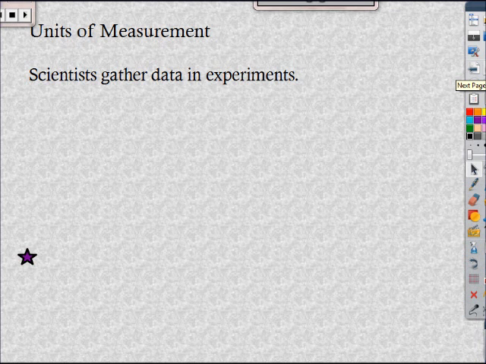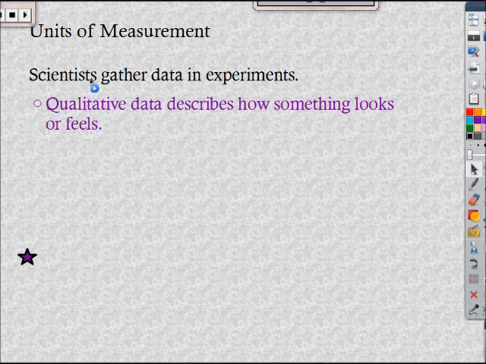And sometimes data is in the form of what's called qualitative data. This is describing how something looks or feels. For example, the metal turned orange, or it felt hot. Those are qualitative, how it looks.